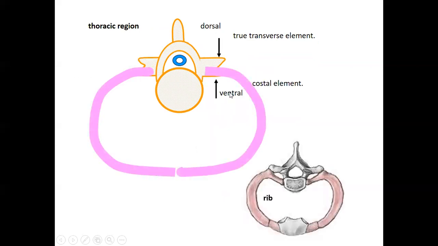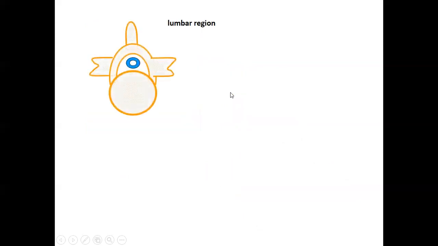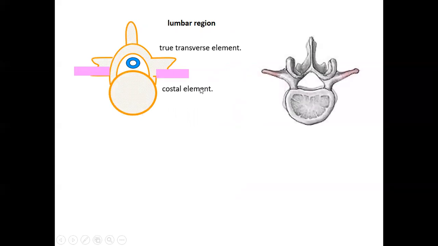Rib, and then the lumbar region. In the lumbar region, we also have the two elements, the true transverse element and the costal element. We don't have ribs in the lumbar region. So this costal element will fuse with the true transverse element, so it becomes extended, longer. You can see here it becomes a longer, more prominent transverse process.